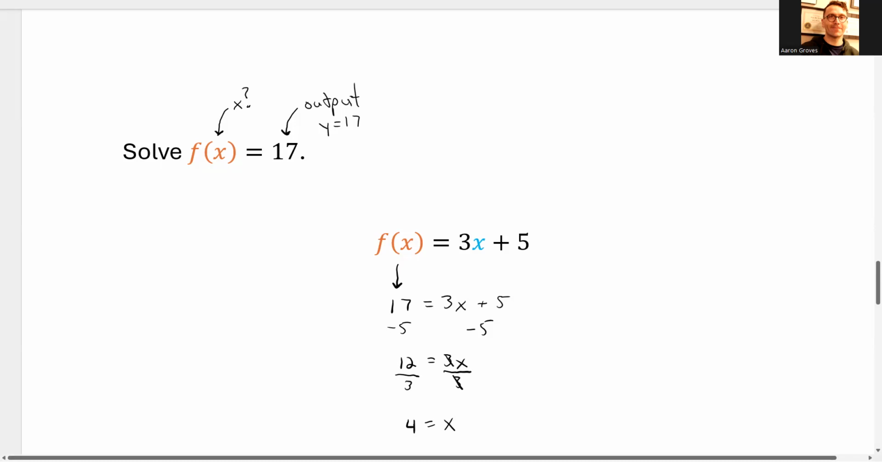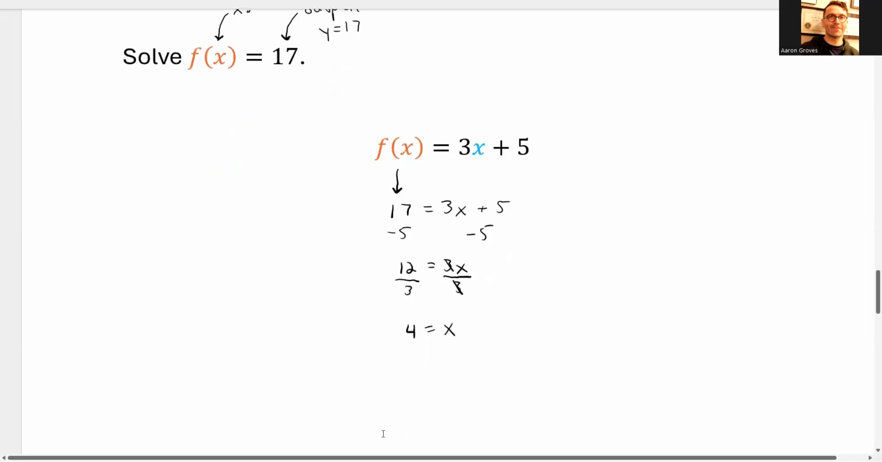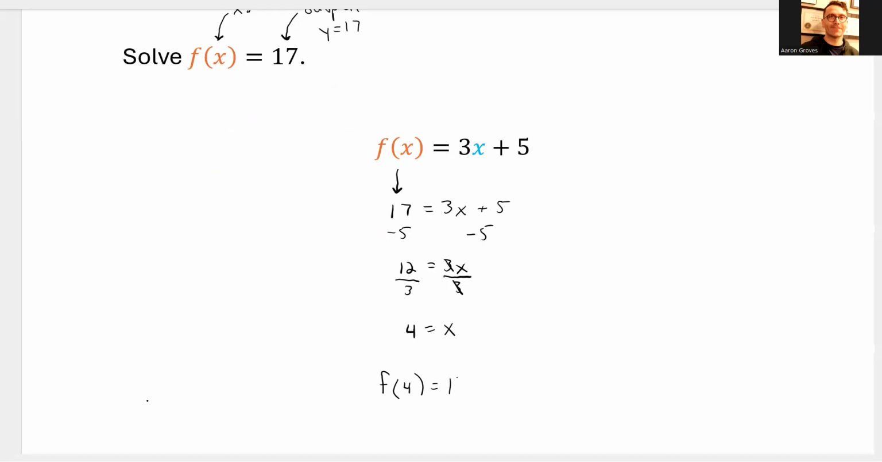So this would be me solving f of x equaling 17. I found that in order for that to be true, my x value must be equal to 4. I could rewrite this solution in the form of the function notation and say that f of 4, that was the x value that I had found, is equal to 17. So this is the function notation form of the answer.